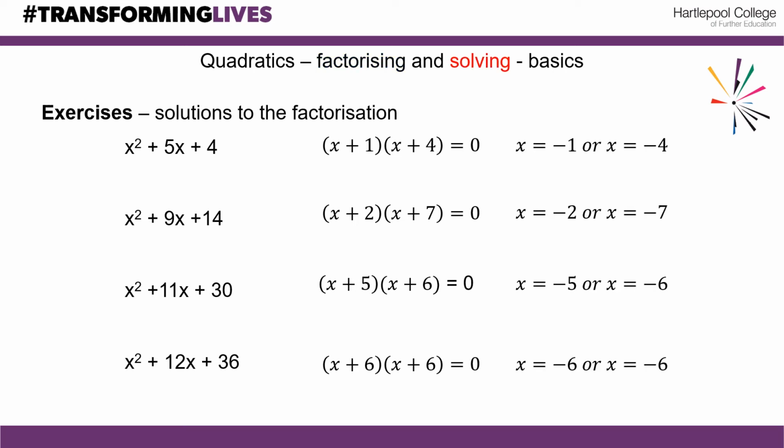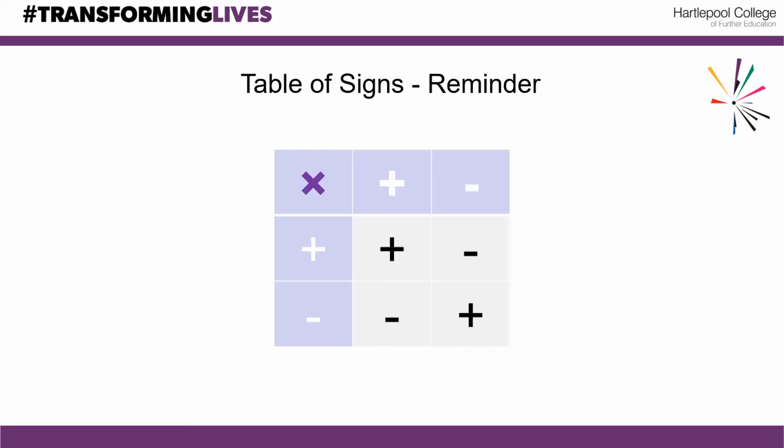Now, the solutions are fairly straightforward. If you have a positive number here, then your solution is x equals -1. But because it always crosses the x-axis in 2 places, there'll always be 2 solutions. So if you've got a +1 and a +4, the solutions are -1 and -4. If you had +5 and +6, then you've got solutions at -5 and -6, and so on. But again, don't worry too much about those. We'll come to them in a later lesson.